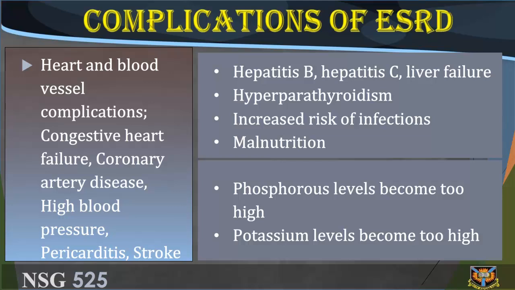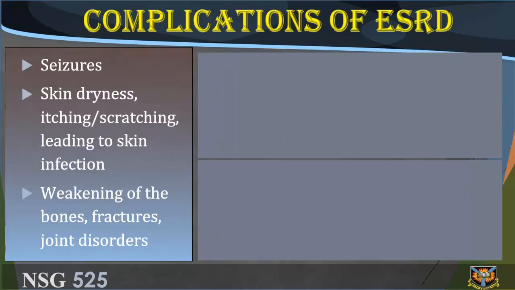hepatitis B, hepatitis C, liver failure, hyperparathyroidism, increased risk of infection, malnutrition, phosphorus levels becoming too high, potassium levels becoming too high, seizures, skin dryness, itching or scratching leading to skin infection, weakening of the bones, fractures, joint disorders.